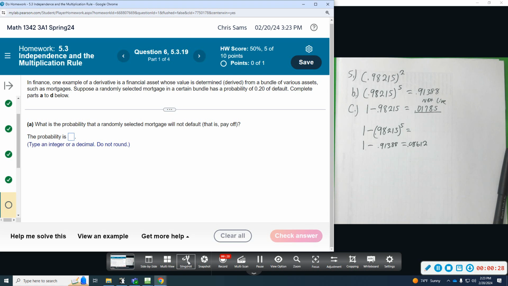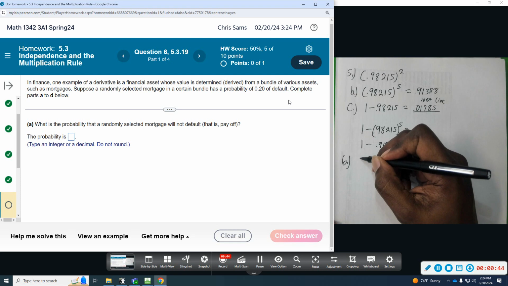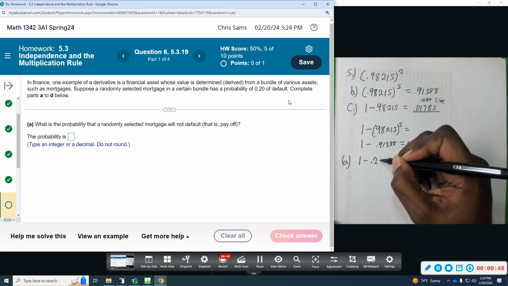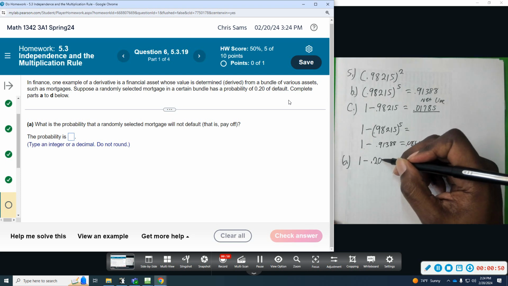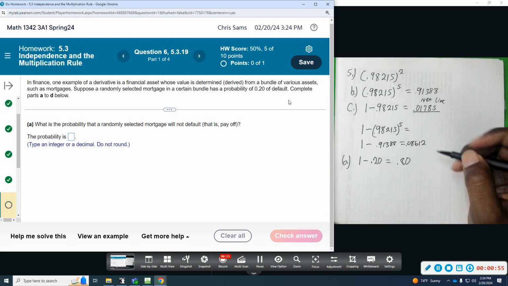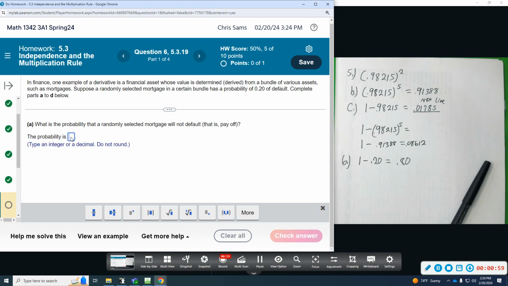So what is the probability that a randomly selected mortgage will not default, that is, pay off? There's a 20% chance that it will default. The opposite of that, to make 100%: 1 minus the probability that we do default gives us the chance we don't default. So that's going to be 0.80, so that we pay off.